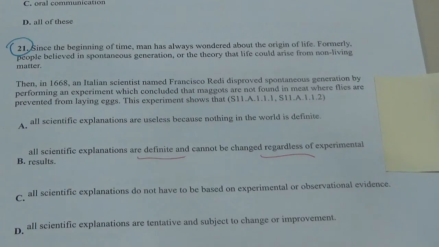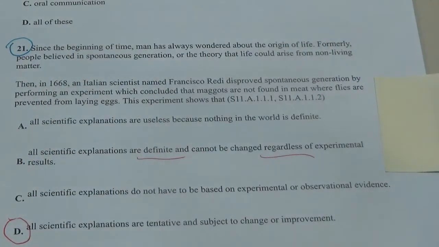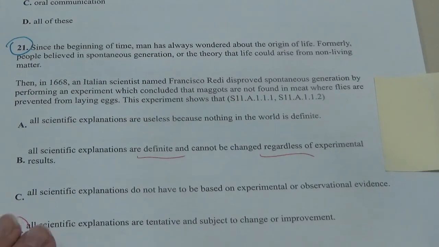D. All scientific explanations are tentative and subject to change or improvement. That's going to be our best answer here. They all used to think that maggots and flies came from decaying meat. They believed that to be true, but in light of new evidence that was based on an experiment, they were able to see that spontaneous generation isn't actually a thing. Living things only come from other living things, and that was groundbreaking. So there's science. That's science in a nutshell.